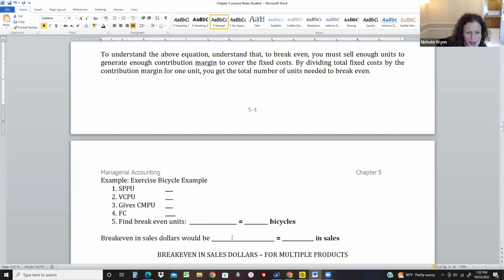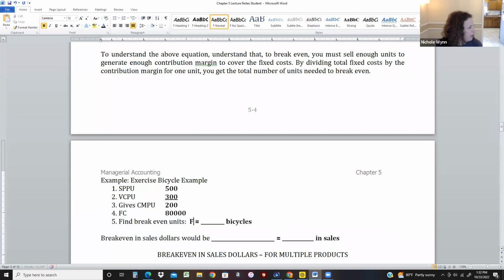So our selling price in our bicycle example is $500 and our variable cost is 300. So our contribution margin is 200. Our fixed costs are 80,000. So to break even, all you need to do is take fixed cost divided by CMPU.